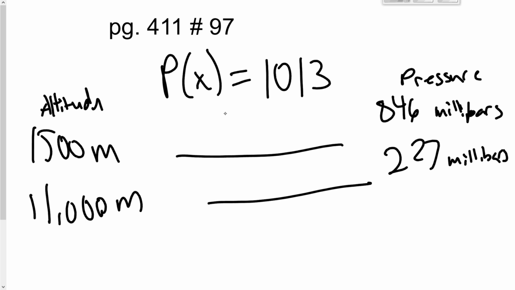So the formula for pressure is 1013 e raised to negative 0.0001341x. Okay, so basically you're going to take these altitudes, plug them in, see what you get, and then plug in these pressures right here, and then you're going to have to solve for x and see if x is close to 1500 for 846 millibars, and then see if x is close to 11,000 for 227 millibars. Okay, so let's go ahead and do this.